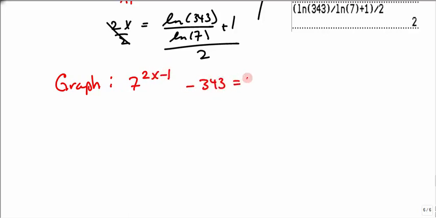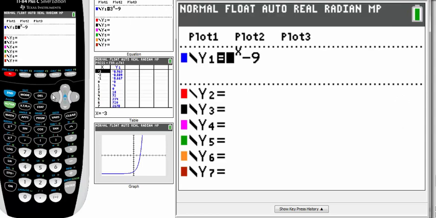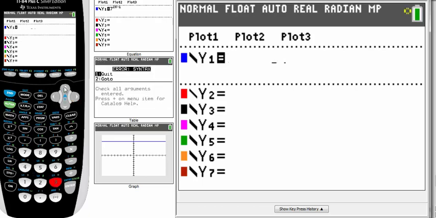Now notice the 343 is not in the exponent, it's in the base. So let's say y equal 7 exponent. If you're using your exponent key and it just shows up as a caret, make sure that you have all of your exponent in parentheses, minus 343. Let's hit graph.